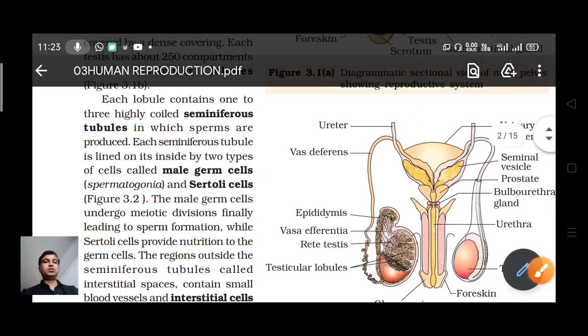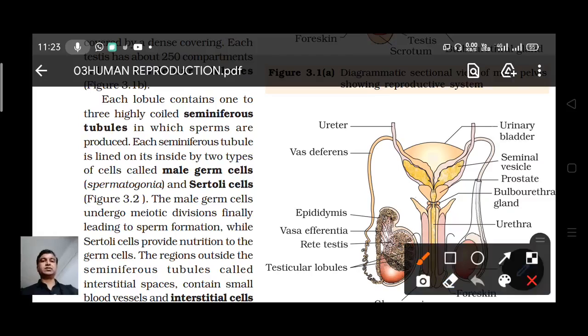When you take each lobule of the testis, each lobule contains 1 to 3 highly coiled seminiferous tubules. Each testis has 250 testicular lobules. In each testicular lobule, 1 to 3 highly coiled seminiferous tubules are there. So this is the inside of a testicular lobule, and inside that, seminiferous tubules are there. Each seminiferous tubule is lined on its inside by two types of cells, that is the male germ cell called spermatogonia and the Sertoli cell.